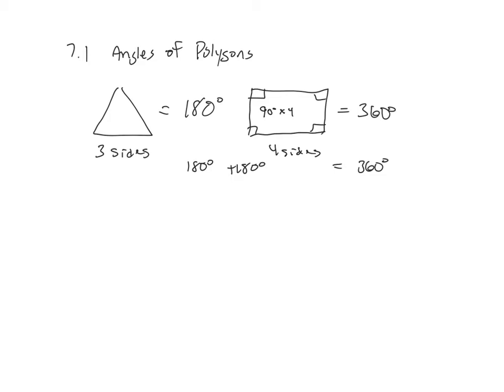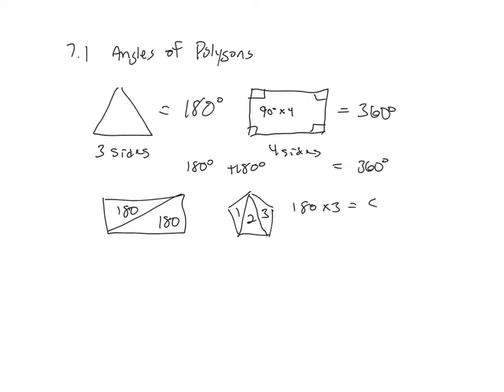So when you add a side, you're going to add another 180 degrees to the total angles. You can visualize it: if I have a rectangle, I have two triangles. That's 180, that's 180. If I did a pentagon, 5 sides, well, there's 1, 2, 3 triangles. So it would be 180 times 3 is 540 degrees. So in all 5-sided figures, pentagons, it's going to be 540. And you can keep going and going and going.